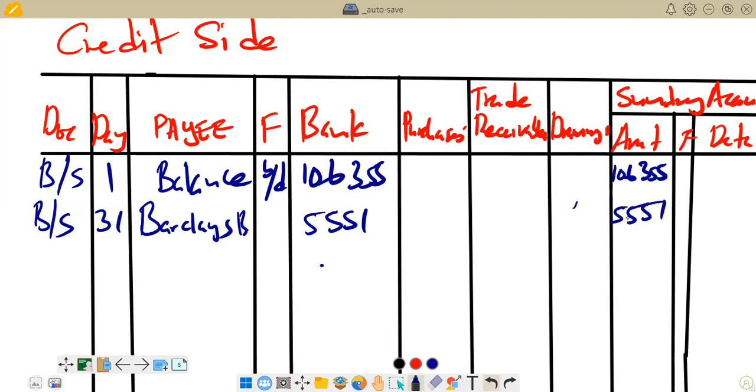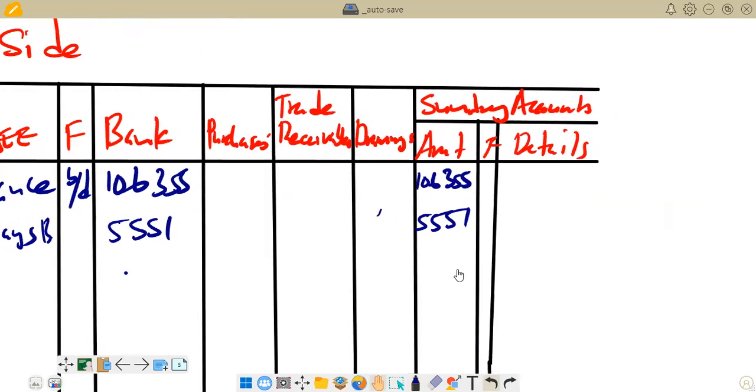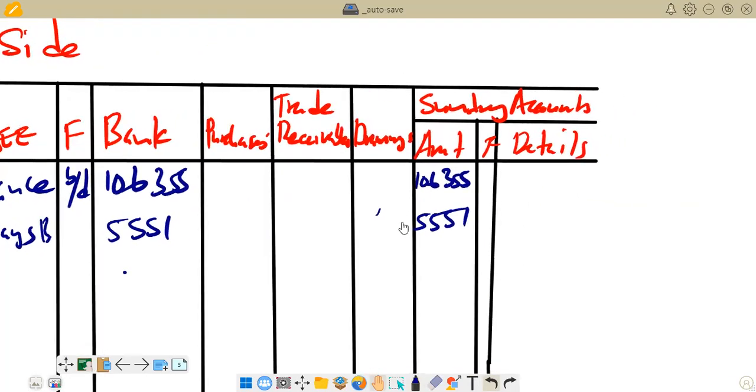And then, on the details part, we are now describing this payment. Remember, we are saying it's interest on overdraft. So here we are just going to write that we have interest on overdraft. So this is what we have.